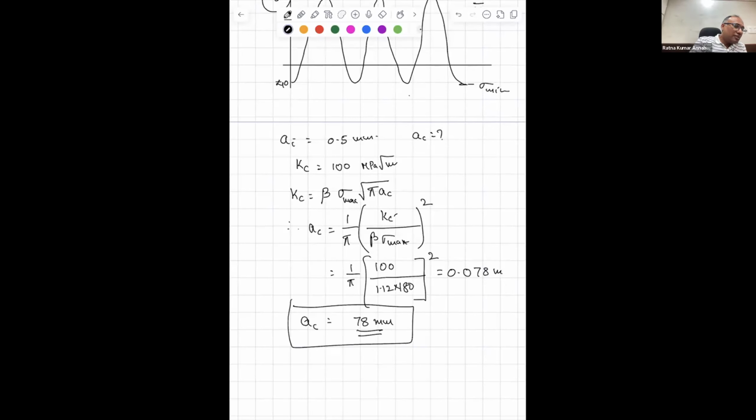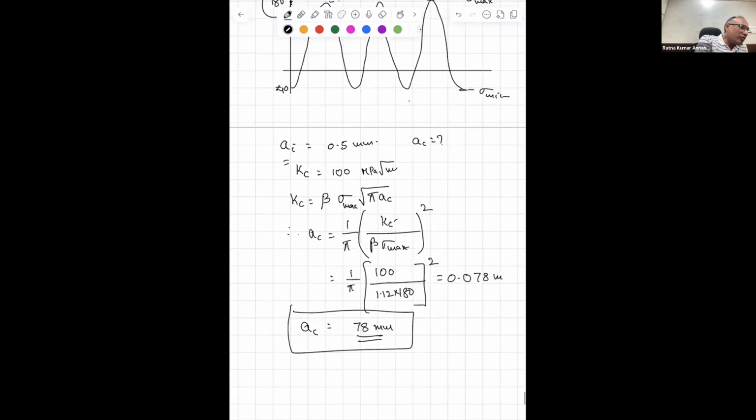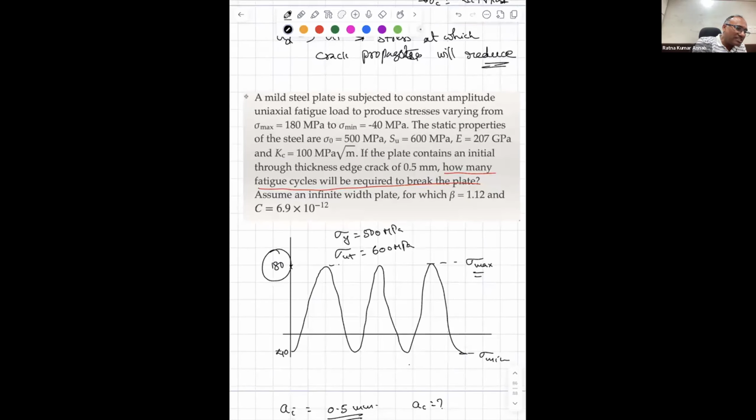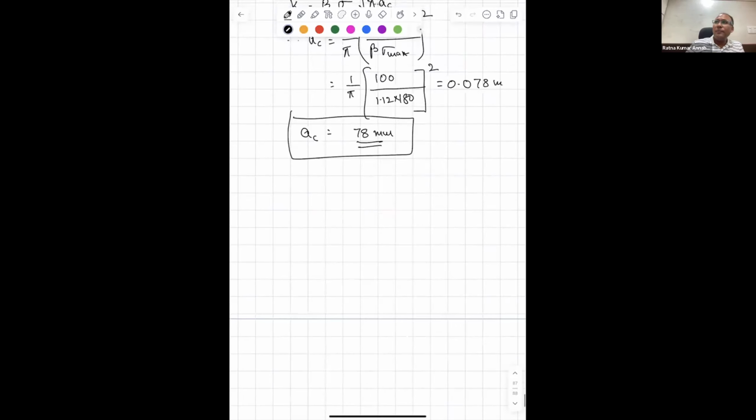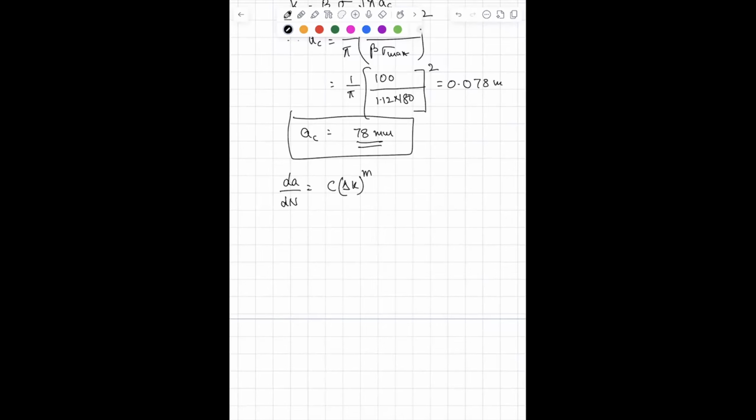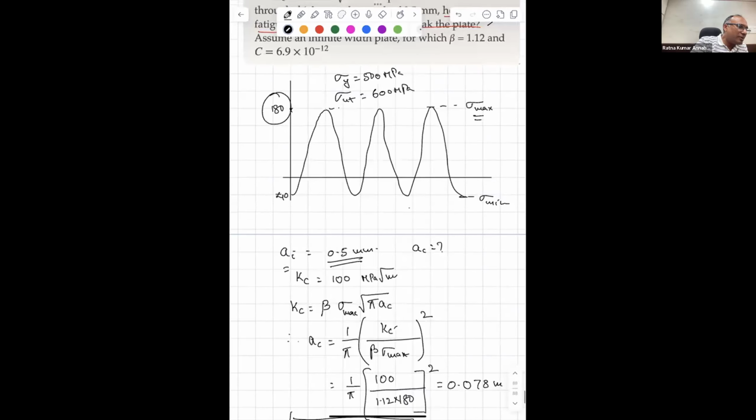So we know initial crack length is this. When this initial crack length becomes 78 mm, that is when failure happens. We are asked to find out how many cycles it takes to reach there. So using Paris law, what do I know about Paris law? That is the Paris integral. But this is when there is no mean stress. What is the mean stress here, by the way?